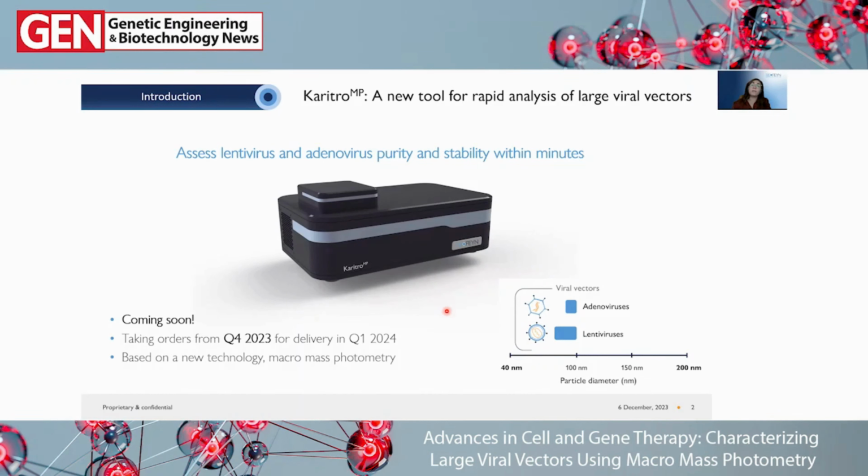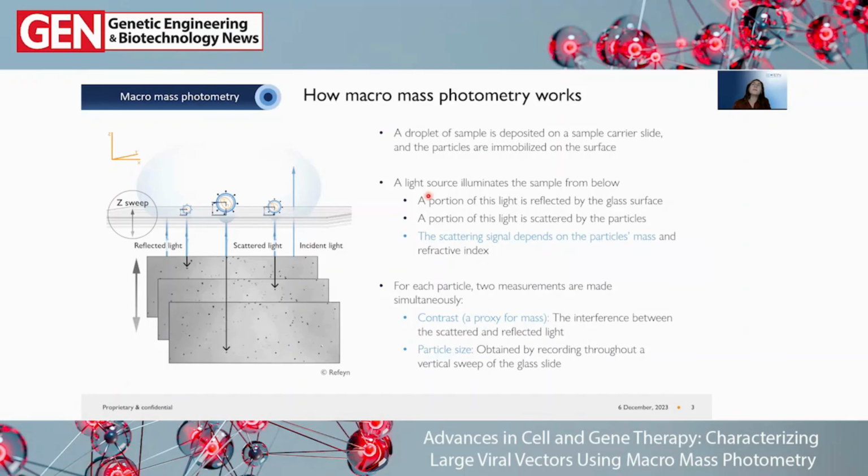This is based on a new technology, which is called macromass photometry. This technology is an evolution of Refeyn's core technology, mass photometry, which was tuned and adapted in order to be able to measure particles in the nanometer range, which includes large viral vectors such as adeno and lentiviruses. I would like to tell you a bit about the technology and how it works.